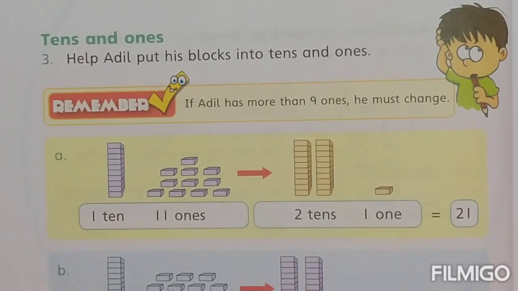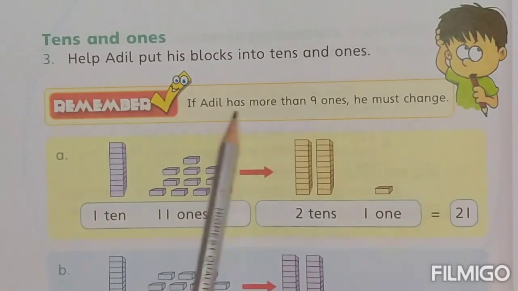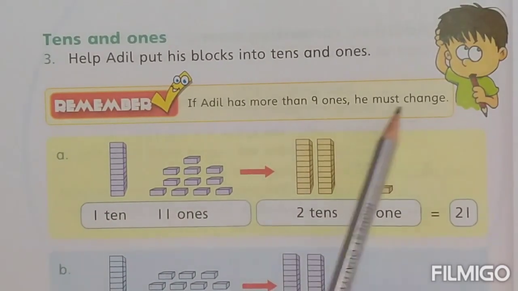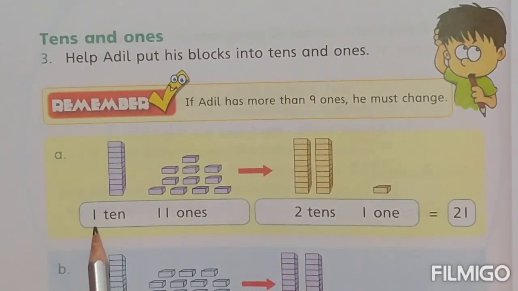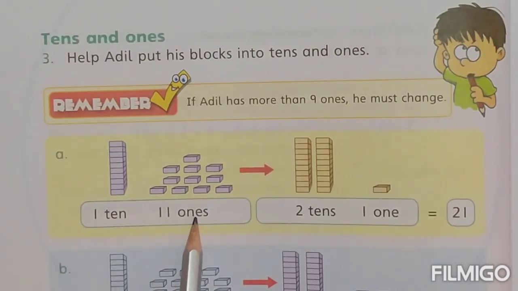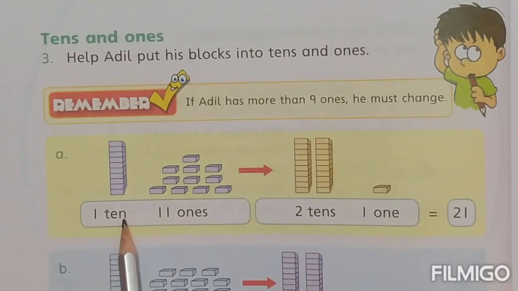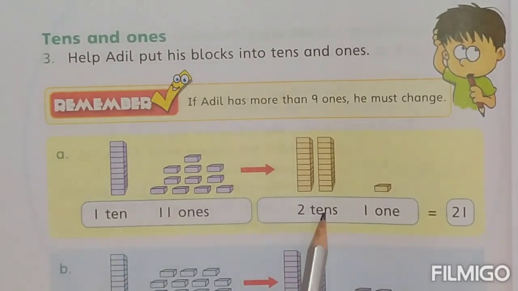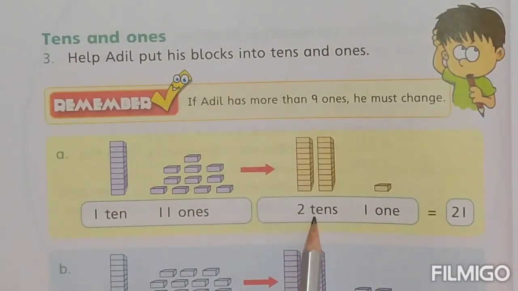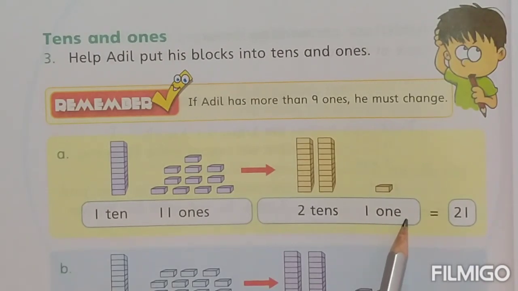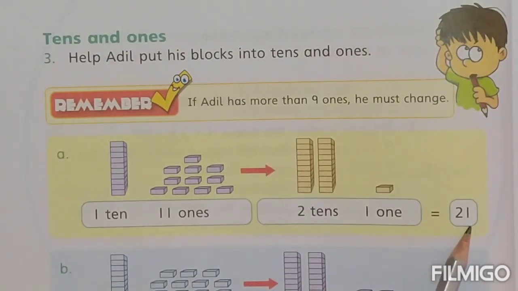Page number 28. Tens and ones. Help Adil put his blocks into tens and ones. If Adil has more than 9 ones, he must change. Like in our first question, he has 1 ten and 11 ones. So, he should change 11 ones into 1 tens and 1 ones, like this. And he got 2 tens, 1 ones. The answer is 2 tens, 1 ones, 21.